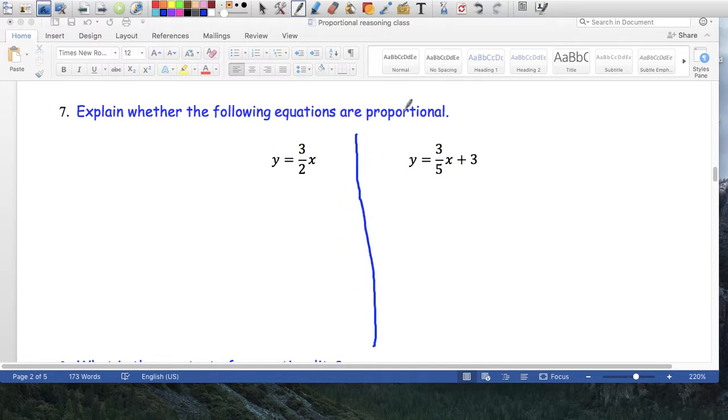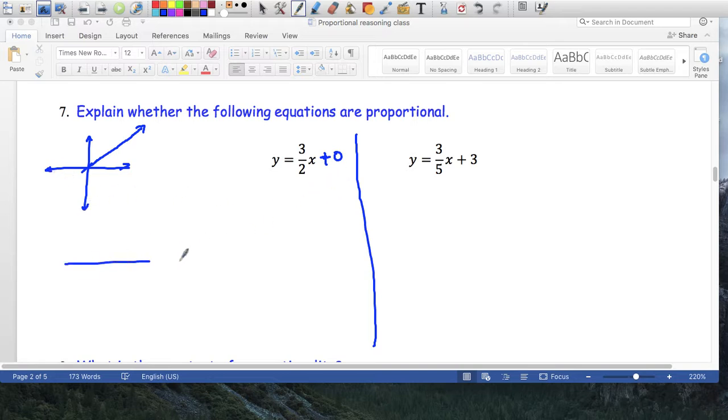Explain whether the following equations are proportional. We're not comparing them to each other, so let's take this case separately. In this one, we know this is proportional because what's the y-intercept here? The y-intercept is 0, right? Remember, when there's nothing, the b is 0. So I know this starts at the origin and goes like this. It's positive, and because it goes through the origin, it's going to be proportional.